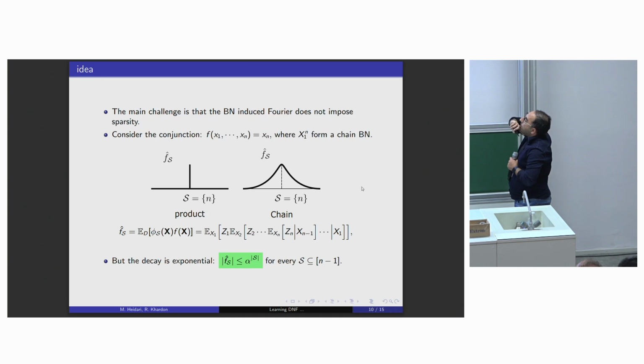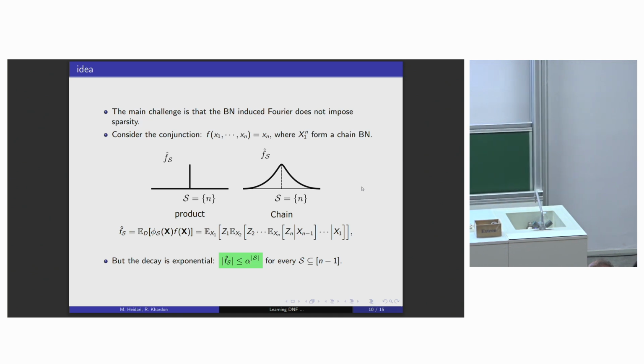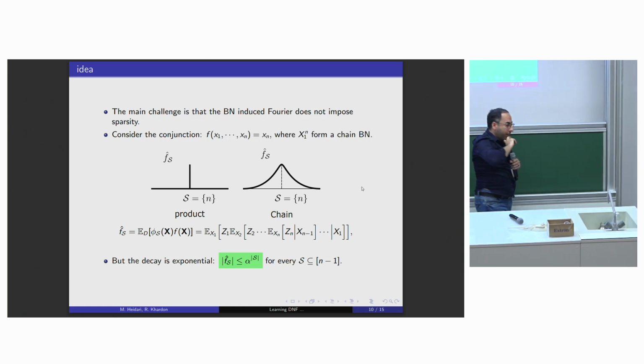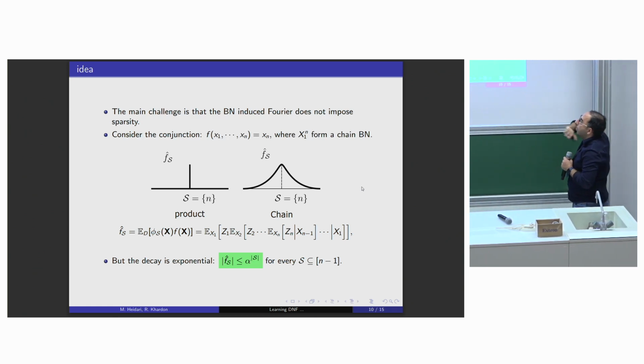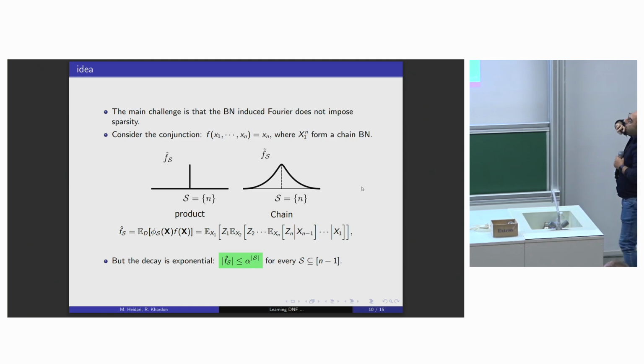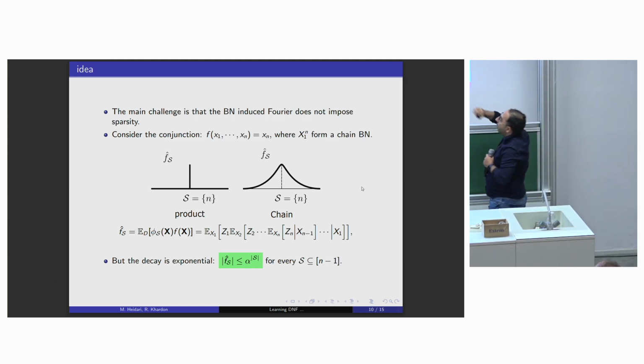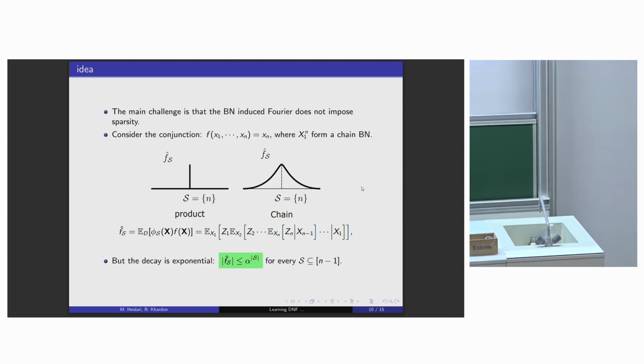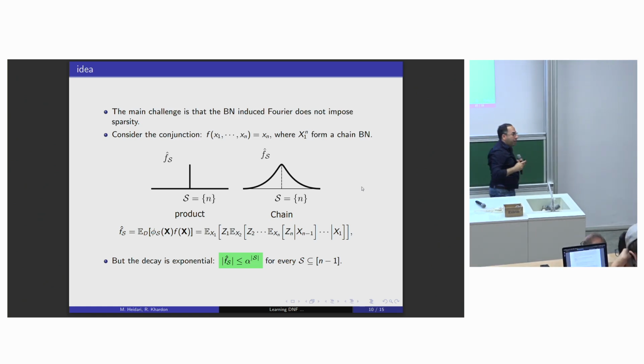And if the distribution was product, the Fourier spectrum would look like something like this. It's always 0 except at 1 point. And for the chain, we prove that if alpha is small enough, it decays exponentially. And that's a key component in our analysis.